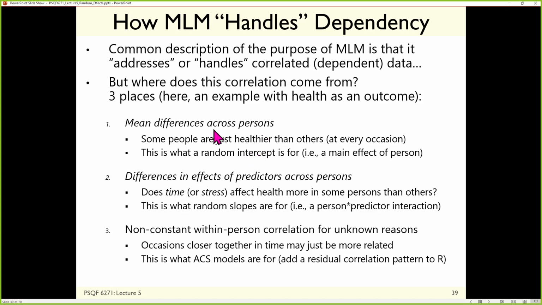Mean differences across people, that's what an intercept is for. Differences in the effects of time-varying predictors, that's what random slopes are for. Or just occasions are more related the closer they are in time. That's what autoregressive, Toeplitz, and other similar types of patterns are for, for the residuals, excuse me.